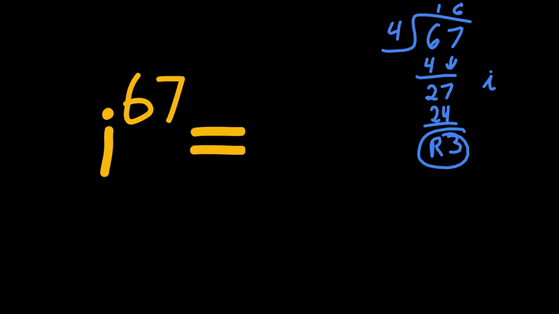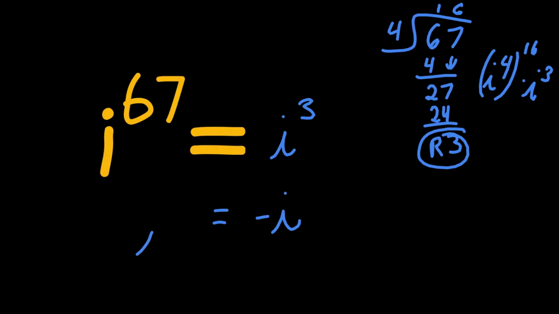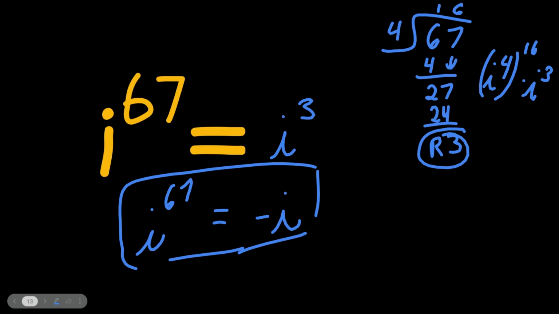So this should be i to the 4th raised to the 16th times i to the 3rd. That's how we can split up i to the 67th. And i to the 4th is just 1. 1 to the 16th is just 1. And we're left with just i to the 3rd. Now, what is i to the 3rd? Maybe you remember, it's just negative i. So i to the 67th is just negative i. And there you have it.